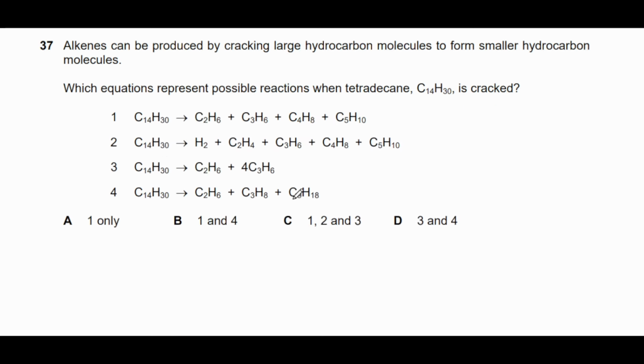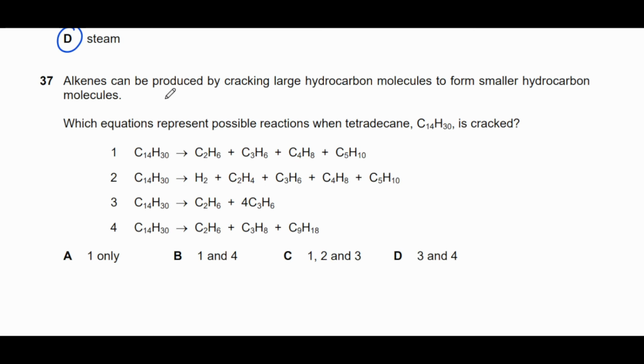Alkenes can be produced by cracking large hydrocarbon molecules to form smaller hydrocarbon molecules. Which equations represent possible reactions when tetradecane is cracked? When cracking, you need to know that the number of carbon and the number of hydrogen in all of the compounds must be the same as the initial hydrocarbon that you are cracking.